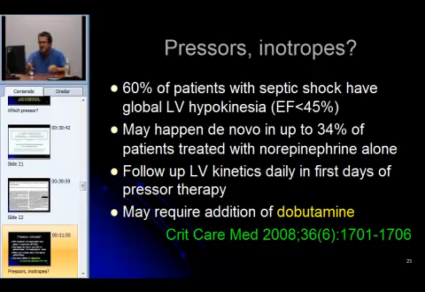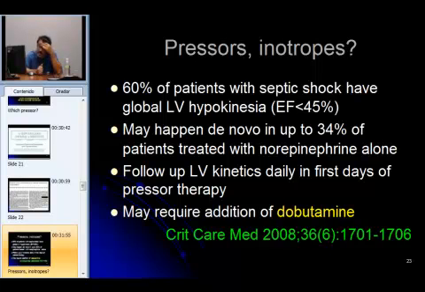So if this is happening, what do you need to do? You need to add something to help the heart. Those medicines are called inotropes. So you can use dobutamine or you can use something called milrinone. Dobutamine is the one for which there's more data in sepsis. So I hope that actually makes sense.